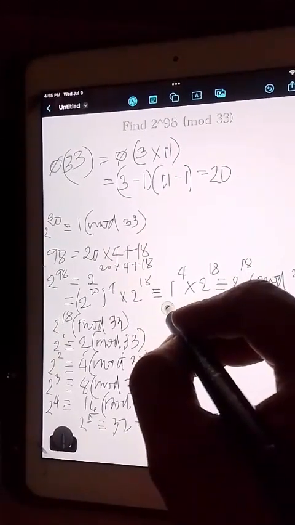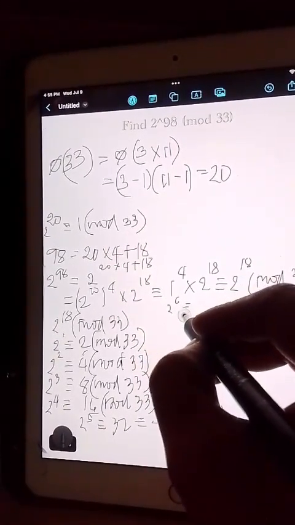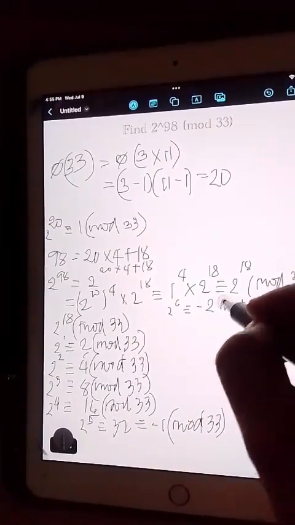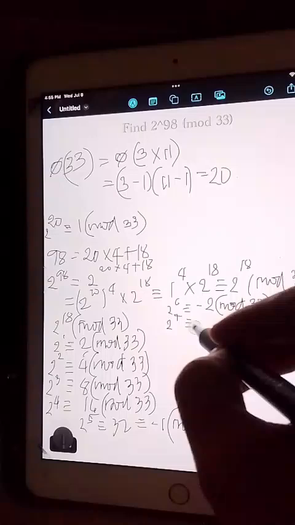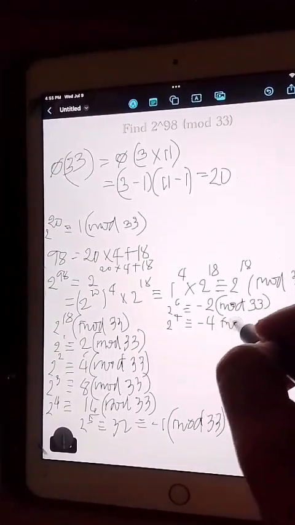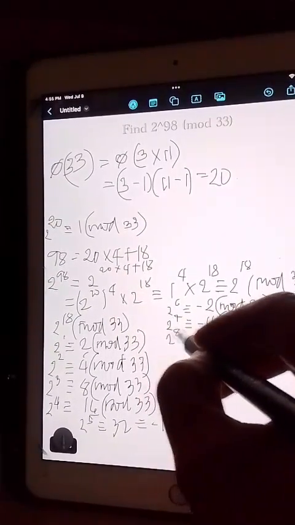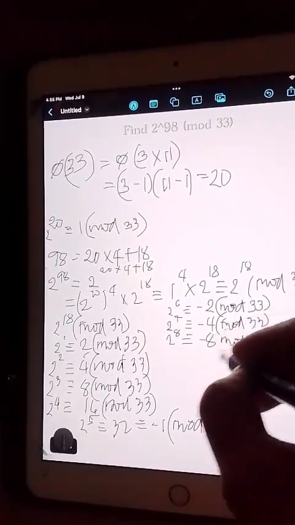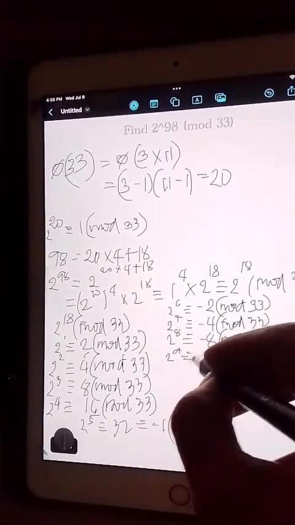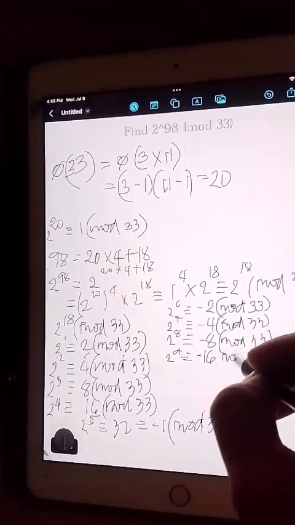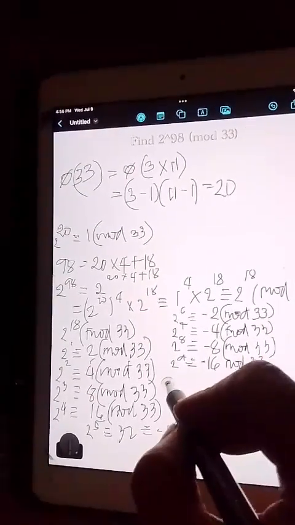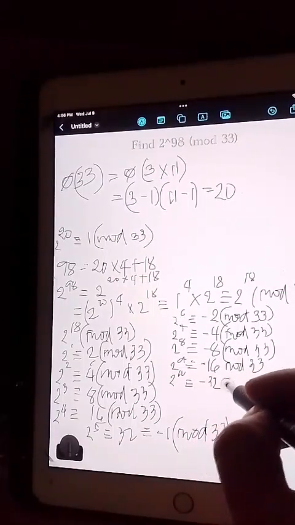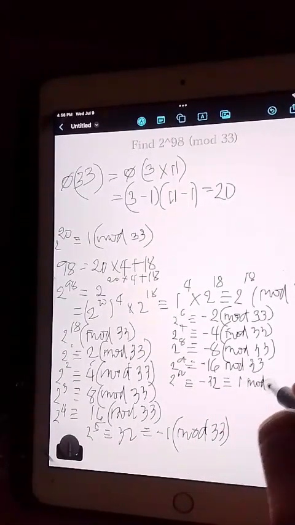2 raised to the power of 6 is congruent to negative 2 mod 33. 2 raised to the power of 7 is congruent to negative 4 mod 33. And 2 raised to the power of 8 is congruent to negative 8 mod 33. 2 raised to the power of 9 is congruent to negative 16 mod 33. 2 raised to the power of 10 is congruent to negative 32, which is congruent to 1 mod 33.